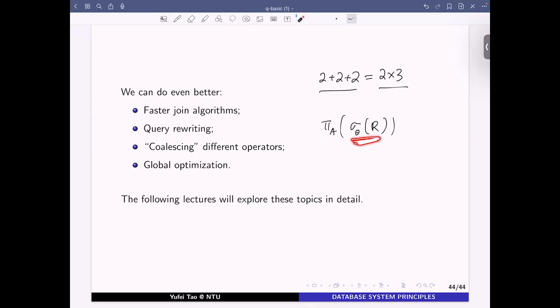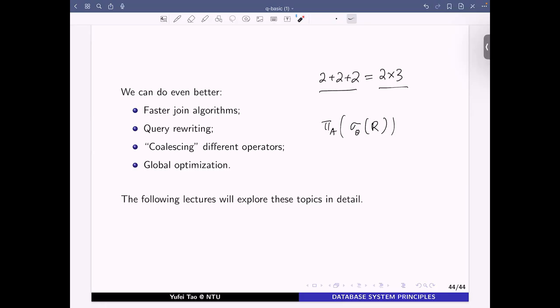This is the result file of this operator. This result file needs to be written to the disk, and then it will have to be read from the disk again when you process the next operator. So this wastes IOs. So it might be possible to coalesce, sort of like pipelining, combining the two operators together so that you can avoid the cost of writing and reading the intermediate relation.